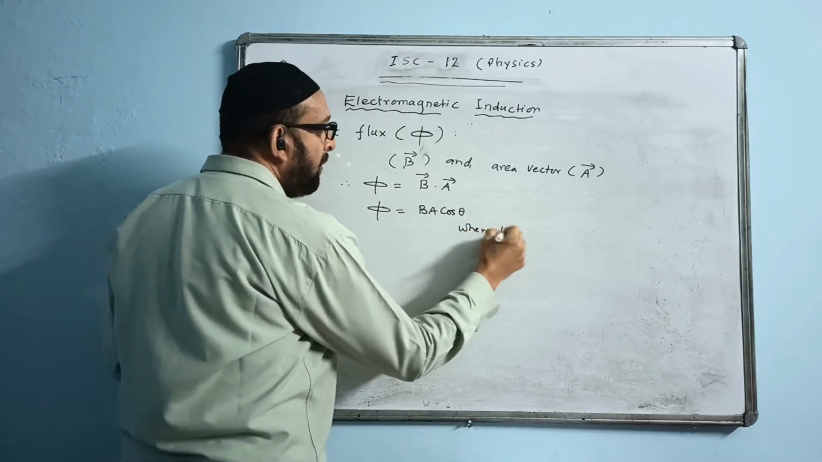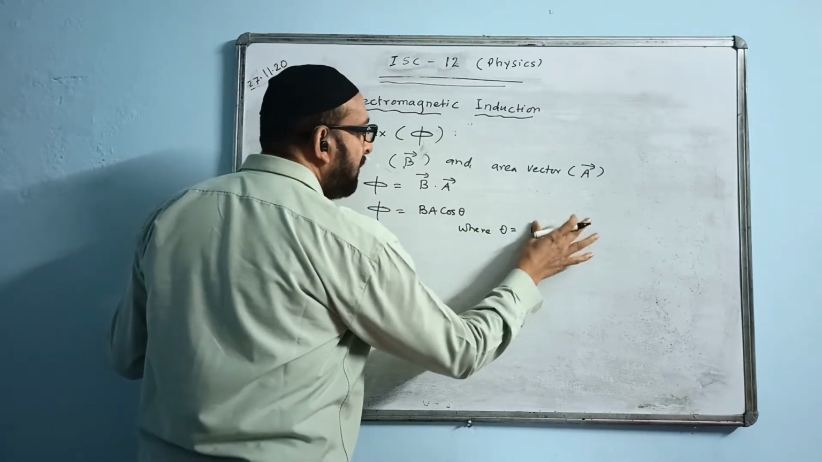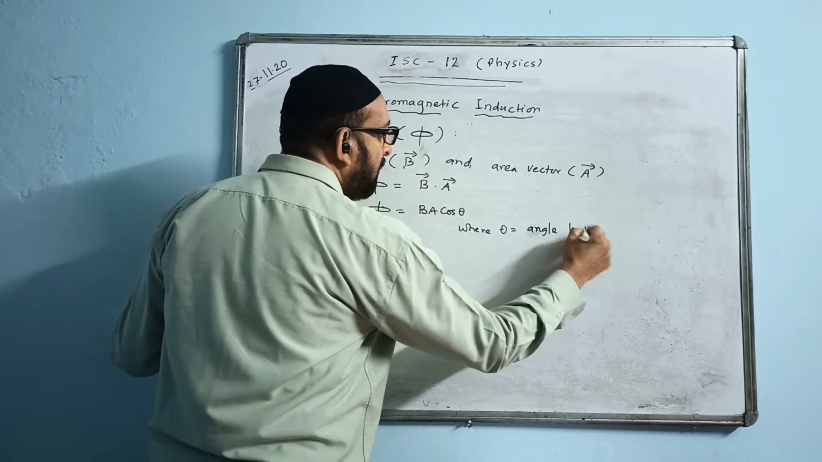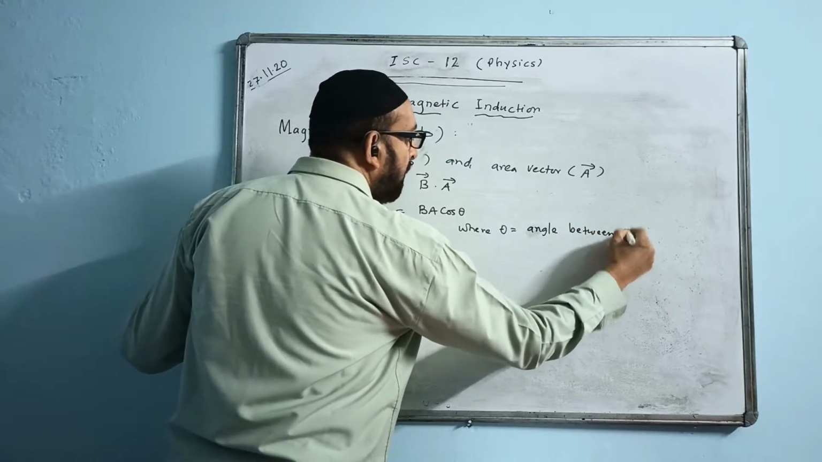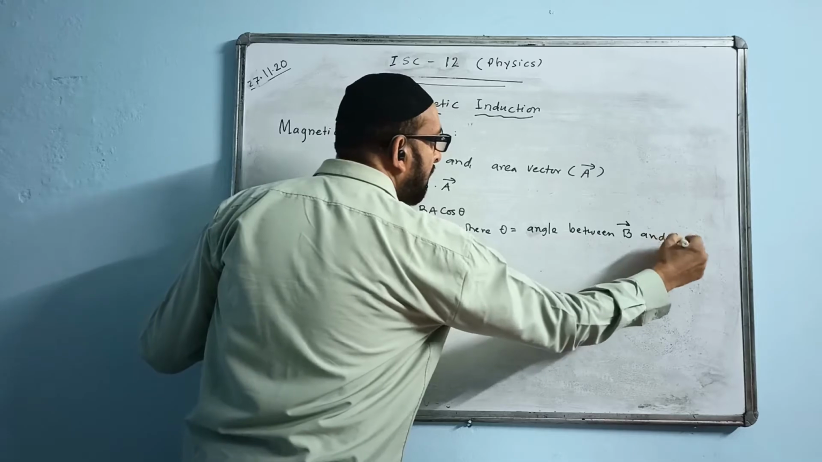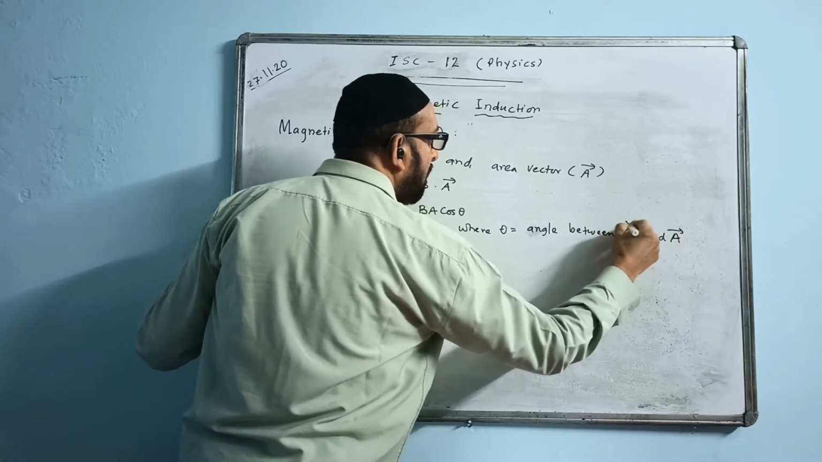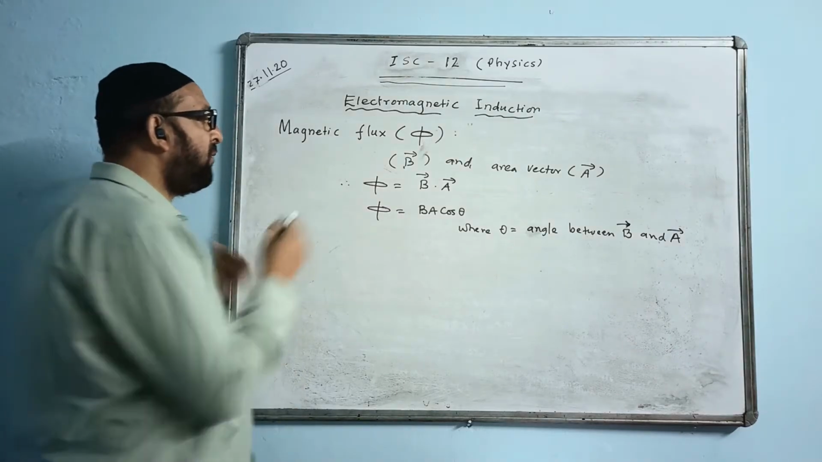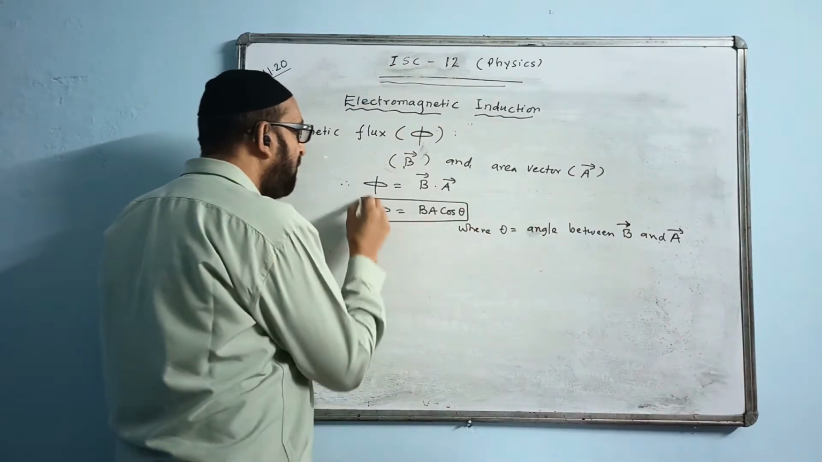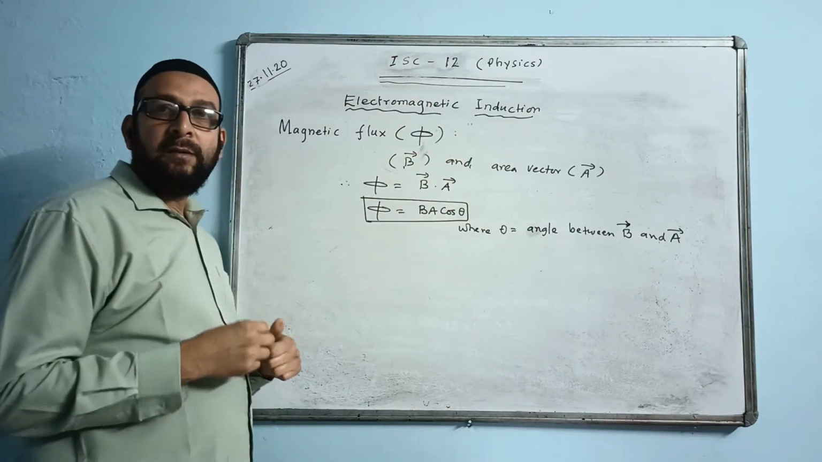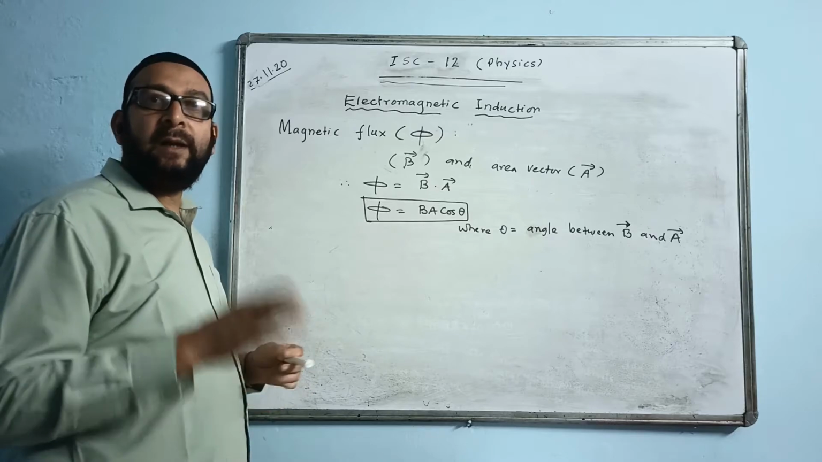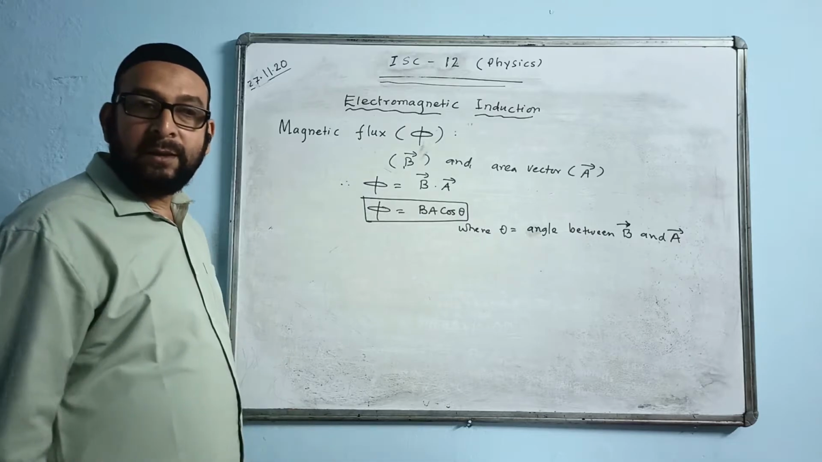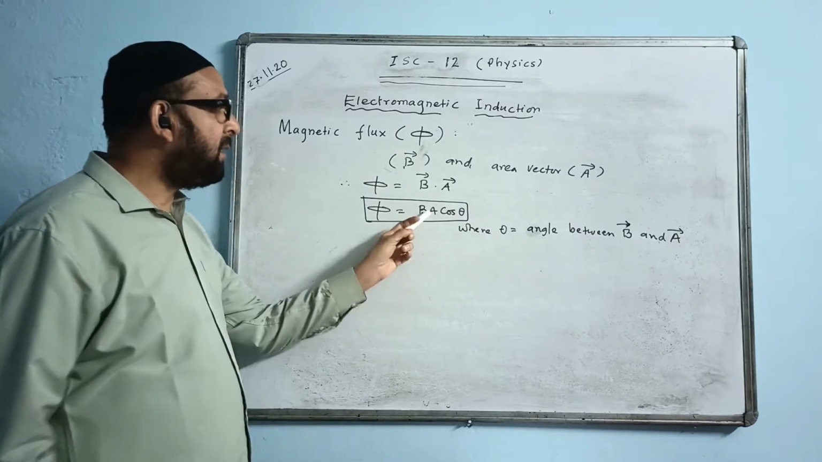where theta is the angle between B vector and area vector, magnetic field vector and area vector. So we have the formula of magnetic flux given by this. So phi is equal to BA cos theta. The formula is very much similar to the electric flux formula. Electric flux formula we write as EA cos theta. You remember it, E, electric field multiplied by area and cos theta.